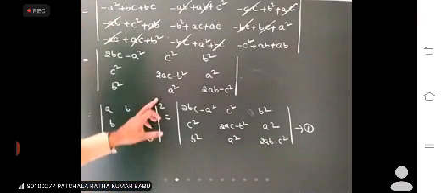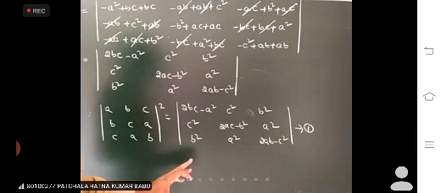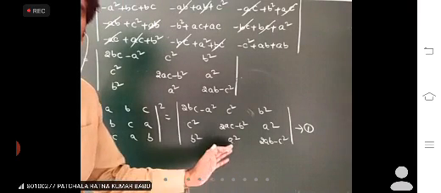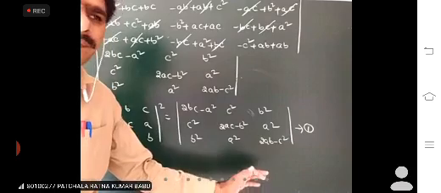This is in the form x equal to y. Next, we prove that x equal to z. That means square of the determinant is equal to a cube plus b cube plus c cube minus 3abc whole square. Please note down or take screenshot firstly.